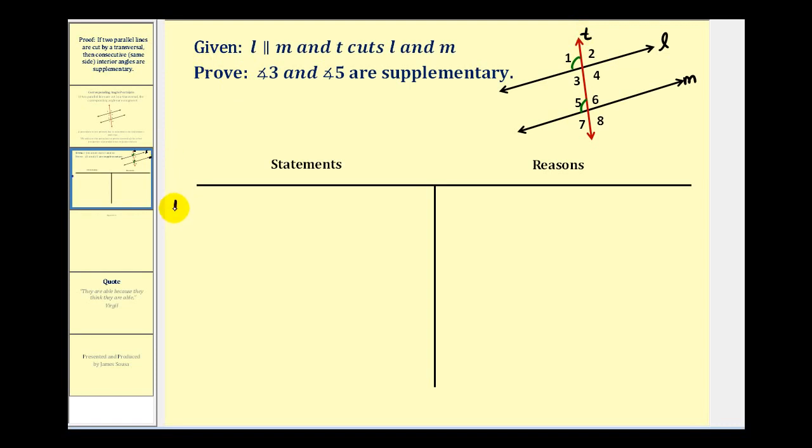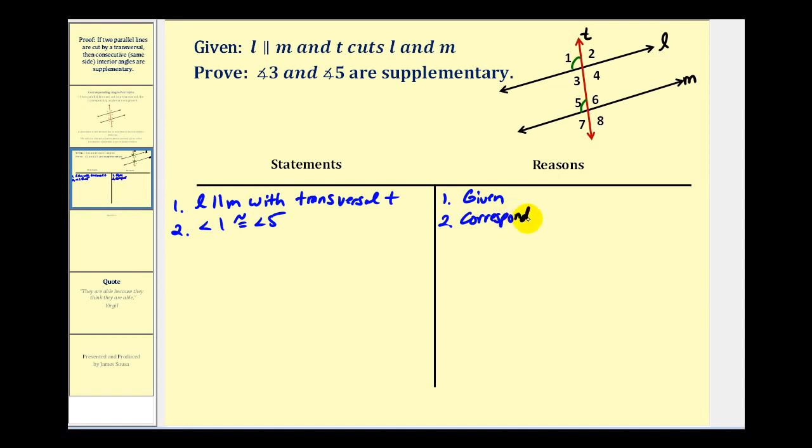So we'll start by stating the given information that L is parallel to M with transversal T, that's given. Number two, we know that angle 1 is congruent to angle 5 by the corresponding angle postulate. If they're congruent, that means their measures are equal. So we can say the measure of angle 1 is equal to the measure of angle 5. This is by definition of congruent angles.